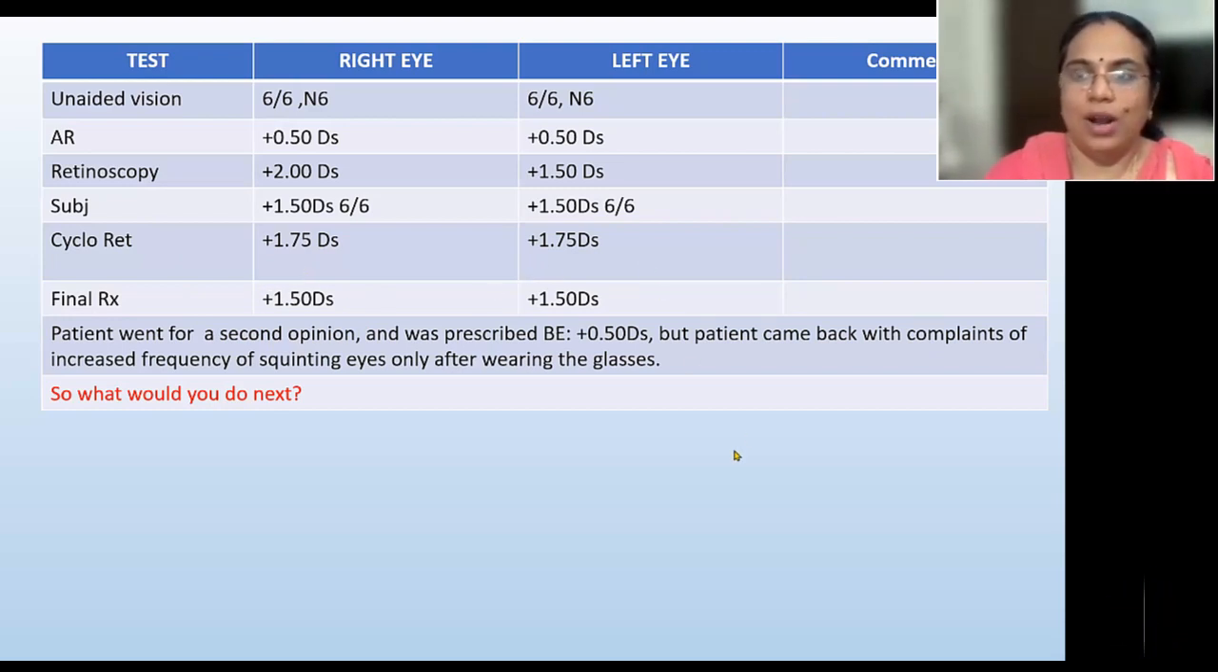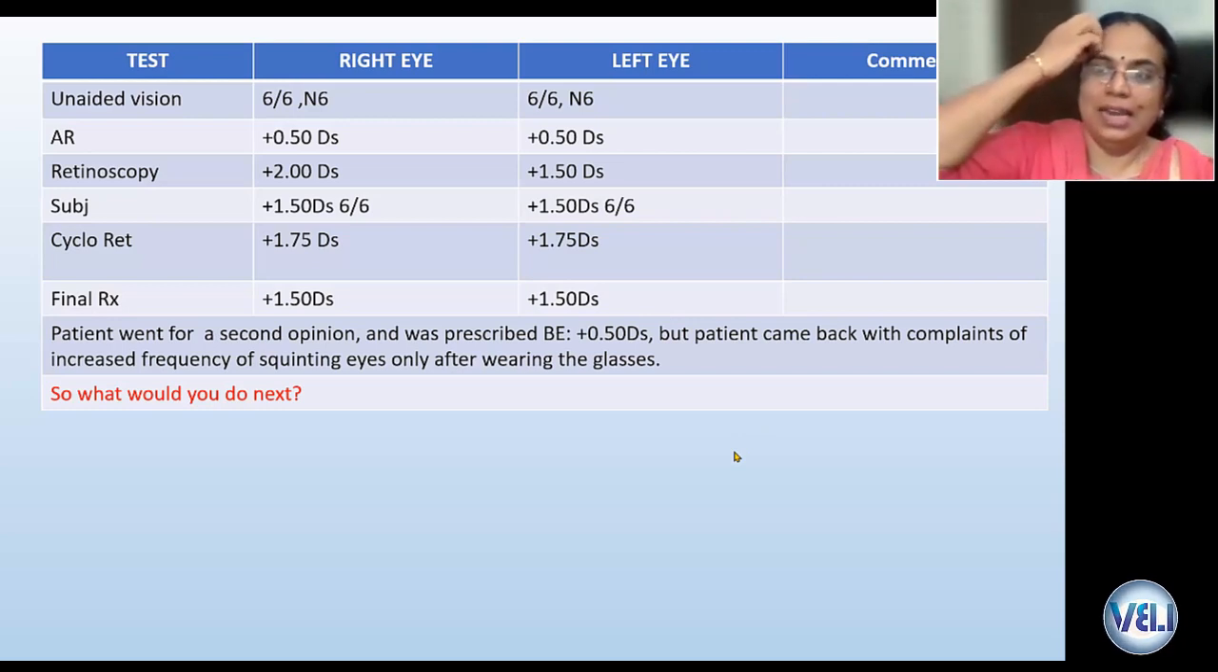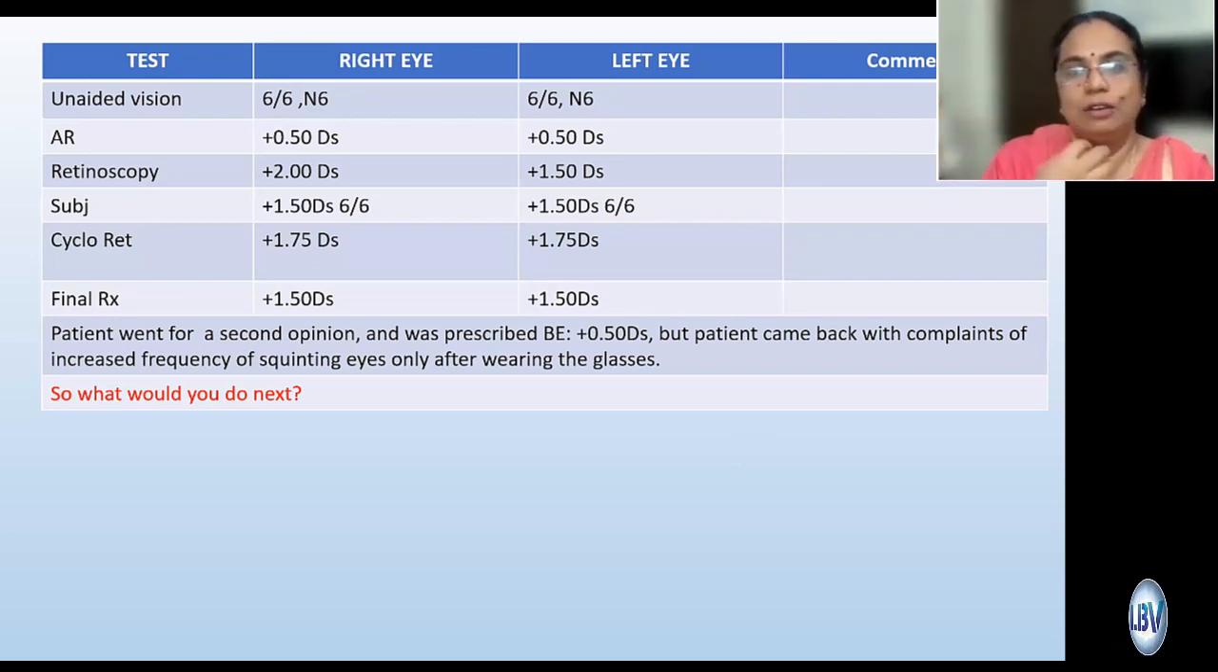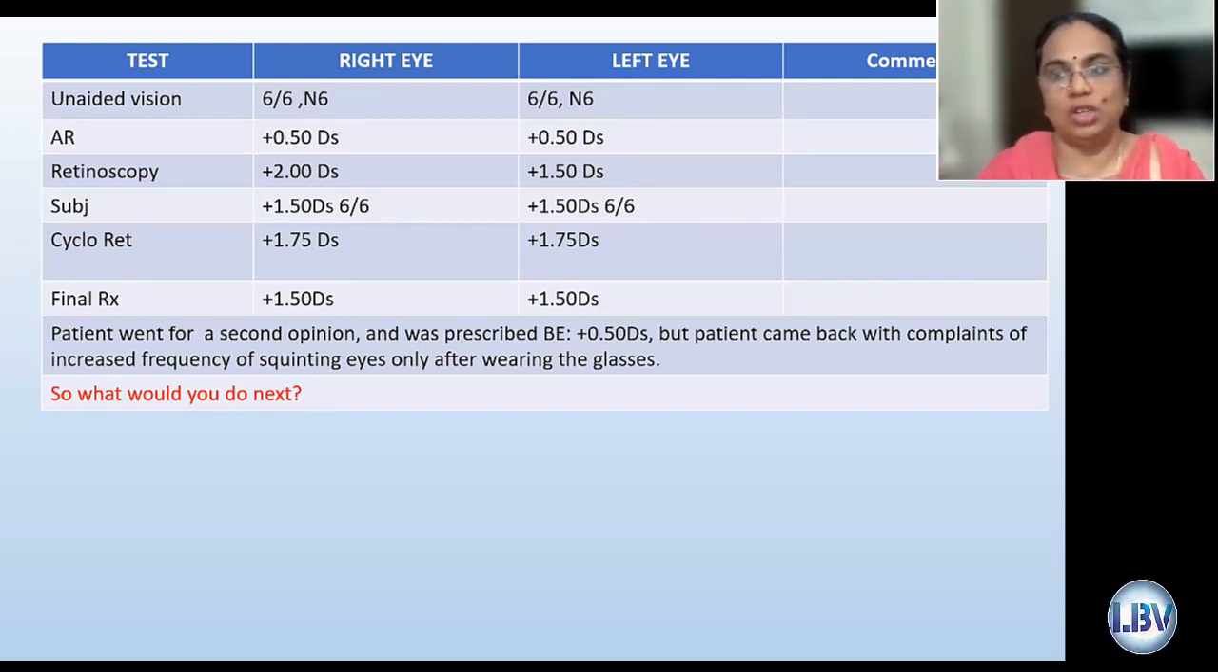Cycloplegic showed only a plus 1.75 in both eyes, and we gave her the final prescription as plus 1.5 diopters. Now, as with any parent, when we tell them that they have to wear glasses for the first time, they didn't want to hear that. They wanted to know whether there were other options. Why should we give them a plus 1.5, which sounded like a huge number? Why should we even give that? Because the AR value showed only plus 0.5.